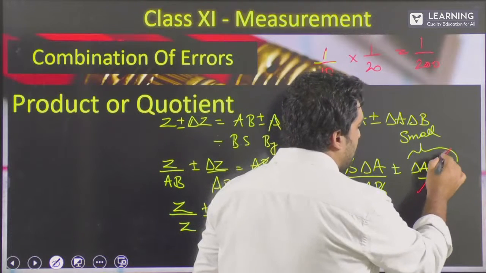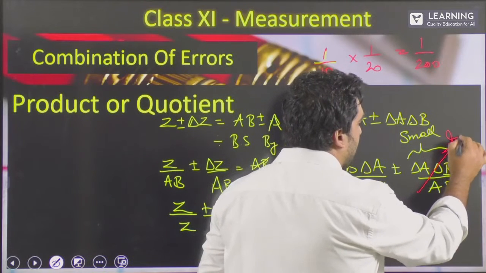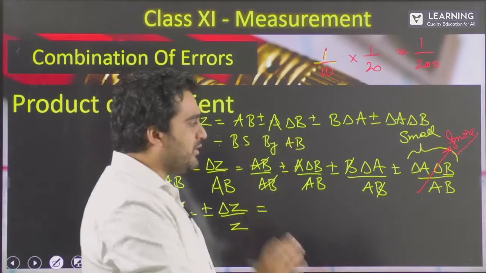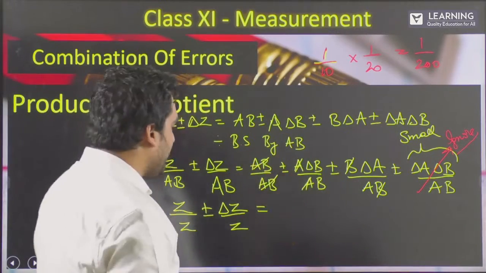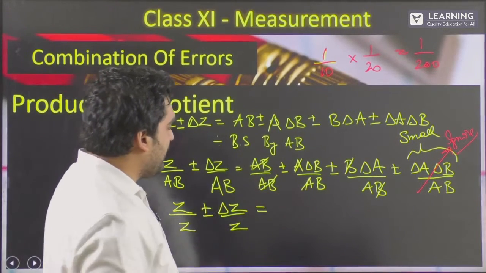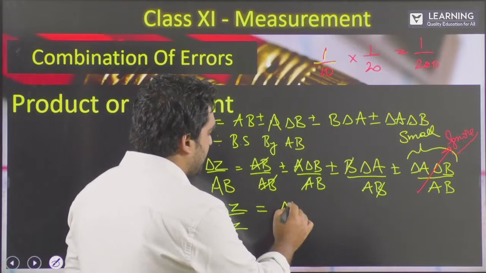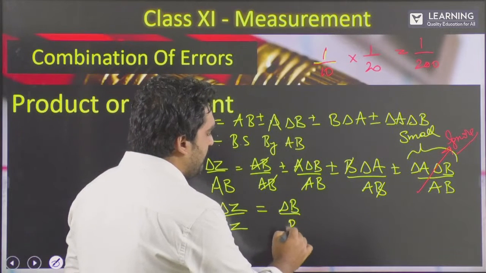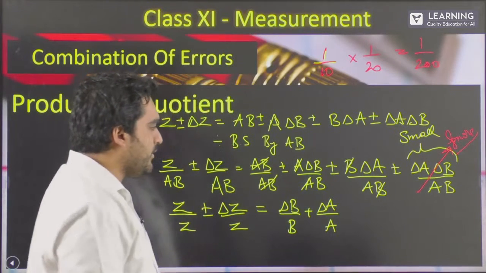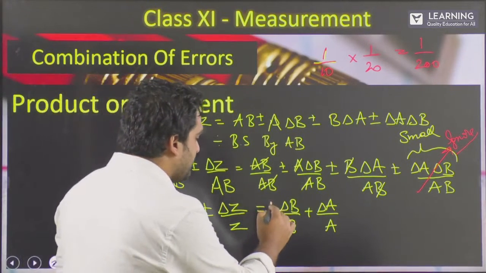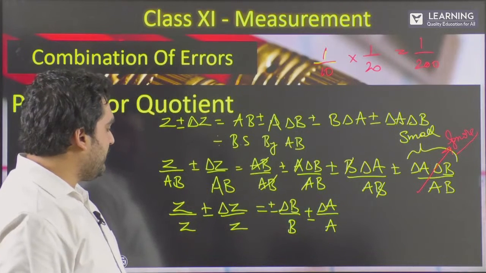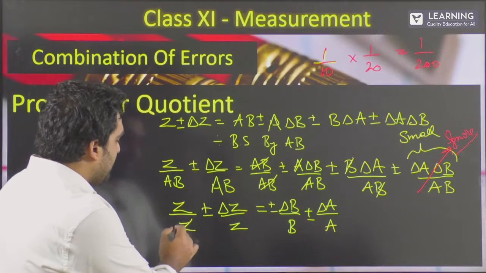So what do we do? Ignore. We don't want it. Say bye-bye to it. So this last equation is gone. Bye-bye last equation. Now, the remaining, we write them down as delta B by B plus delta A by A, plus or minus, plus or minus. I was almost about to forget that. You can cancel the Z here.